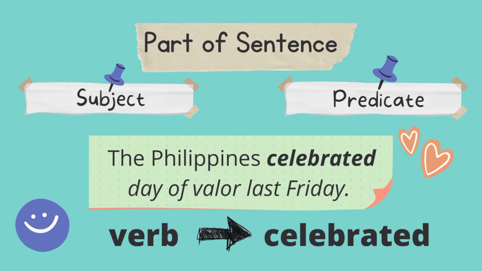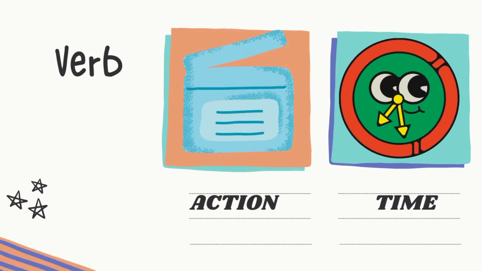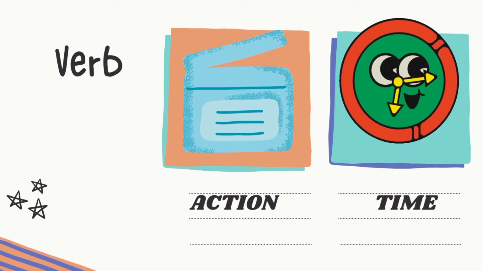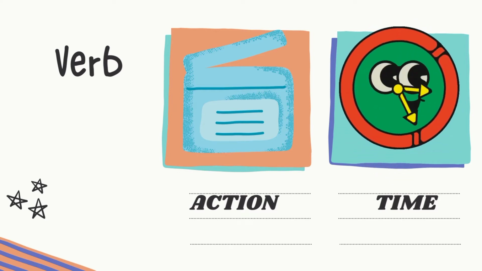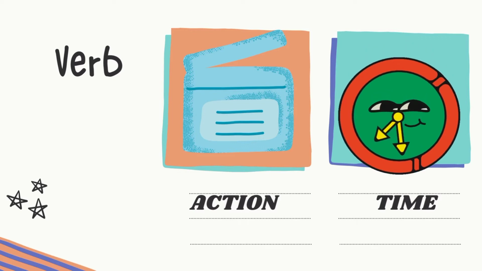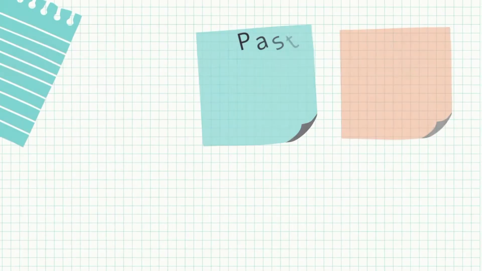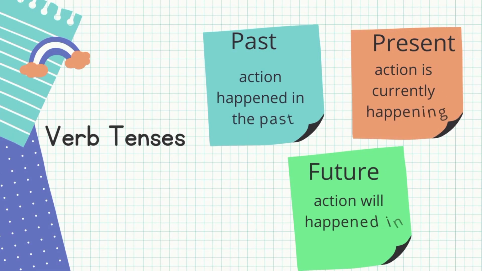In this sentence, the verb is celebrated. The general definition of a verb is that it expresses action, but bear in mind that verbs express not only action but also time. The time element of the verb is called the tenses of the verb. The verb is in the past tense if the action happened in the past. It is in the present tense if the action is currently happening. The verb is in the future tense if the action will happen in the future.